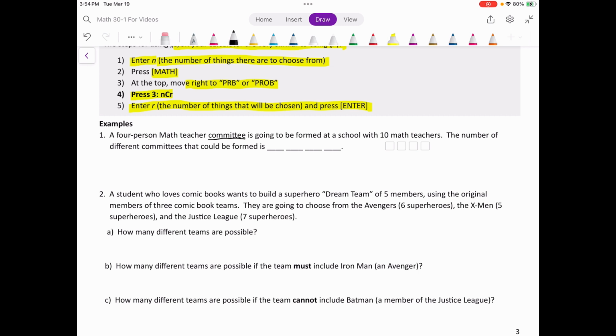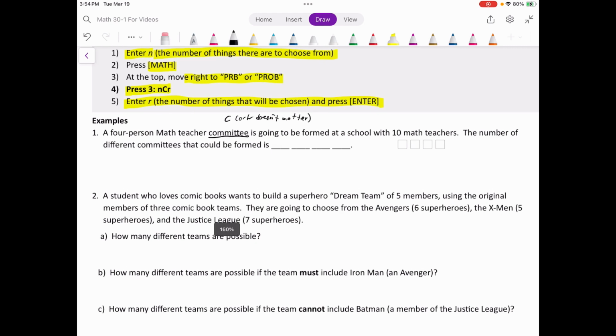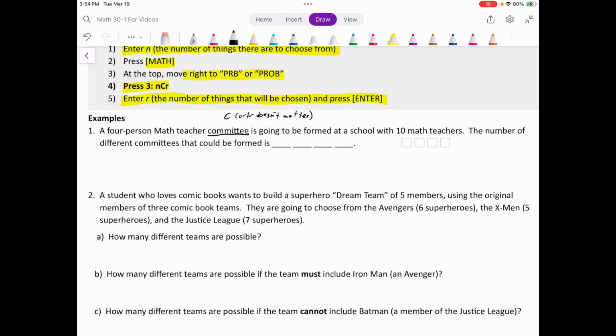So we're going to use combinations, C. Order doesn't matter. The same people chosen in a different order still makes the same committee at the end of the day. Okay, now we're going to choose a 4-person committee from 10 teachers. So that means this is our R, that's how many we're actually going to choose, and this is our N. How many options do we have? So again, we could just say 10, choose 4.